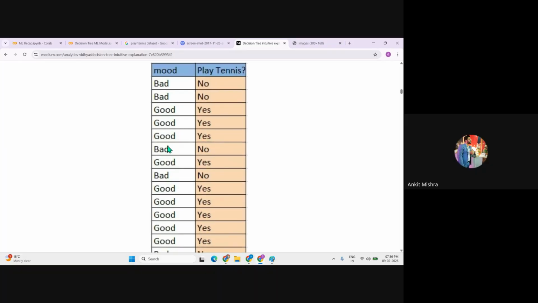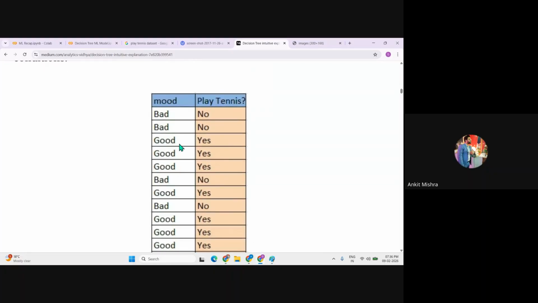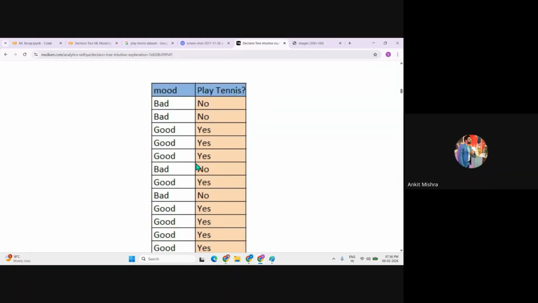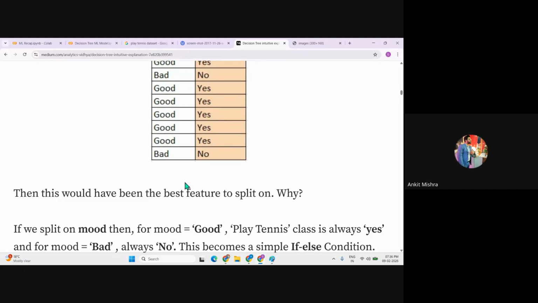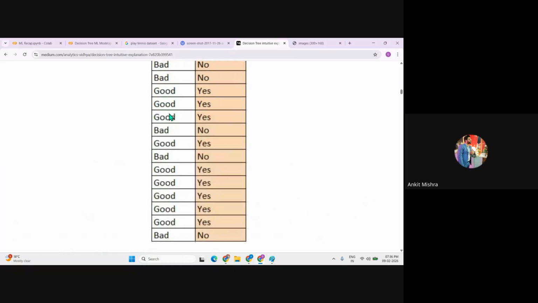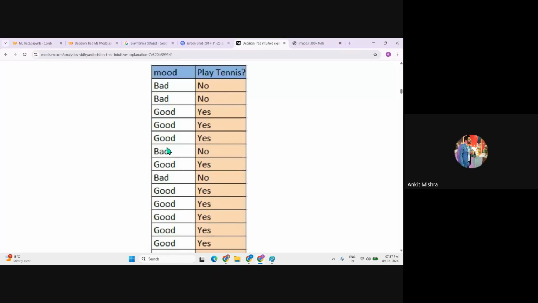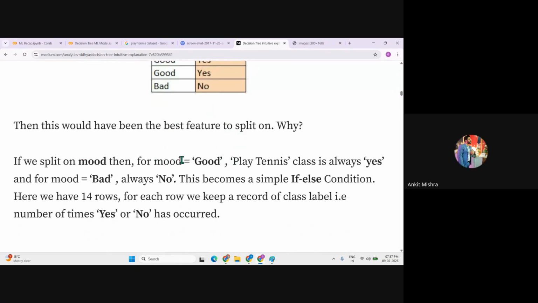So you can check this simple bifurcation. If the mood is bad, the player will not play tennis. If the mood is good, the player will play, right? So this is the dummy data set. Based on this dummy data set, let's understand how to calculate the Gini index. We have the node called mood, and inside this mood we have two different splits. Based on mood, we can split the data into two parts: the first one is good and the second one is bad.